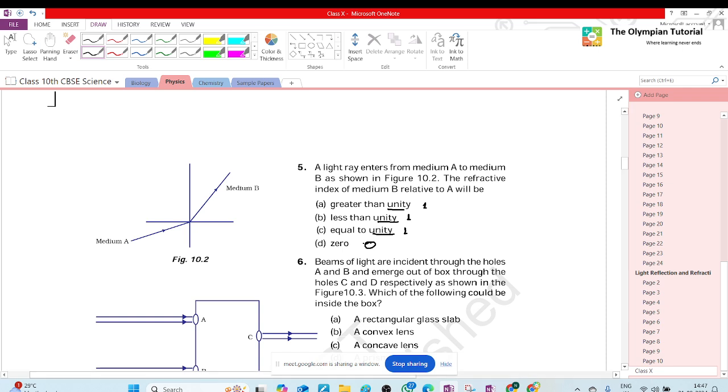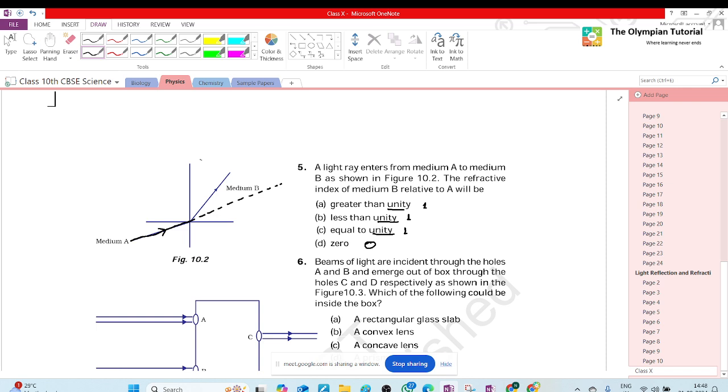So Ayukta, according to you, from medium A to medium B, is it away from the normal or towards the normal? Ma'am, towards the normal. Tanya, it is towards the normal, beta. In medium A, if light goes straight, it will go like this. Oh, okay. Yes, ma'am. It's towards the normal. So it means medium B is optically denser or rarer?